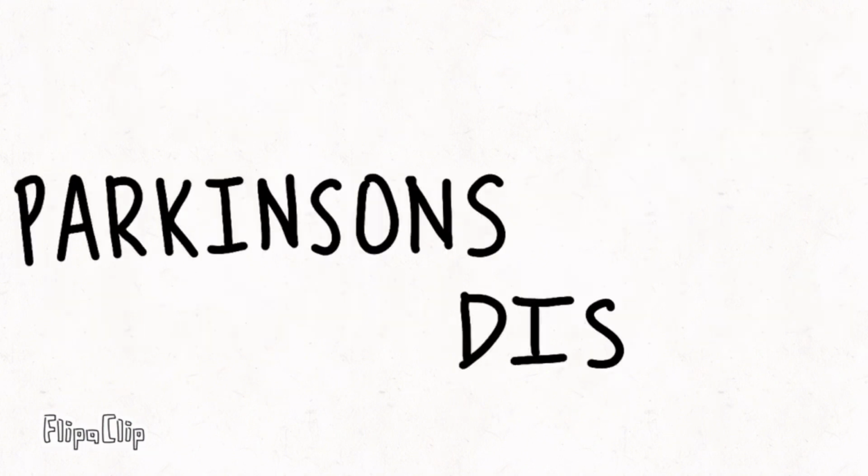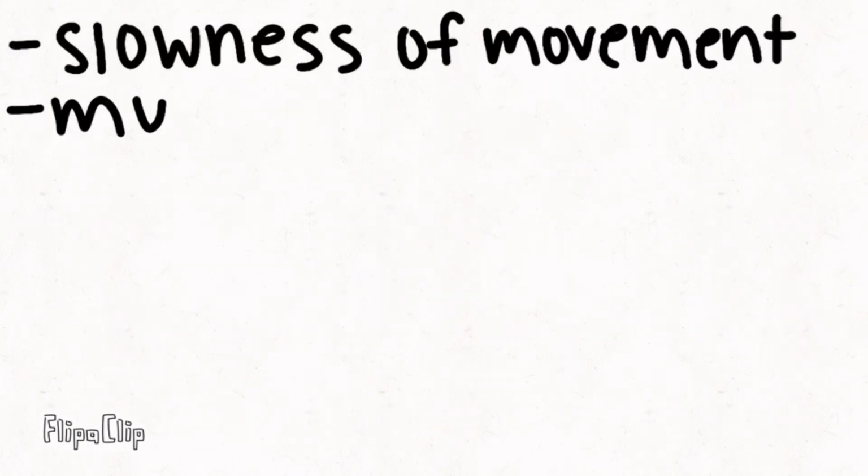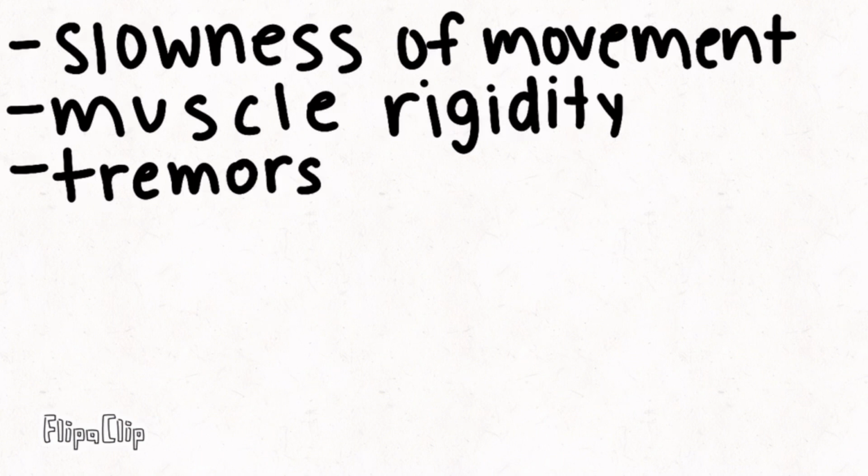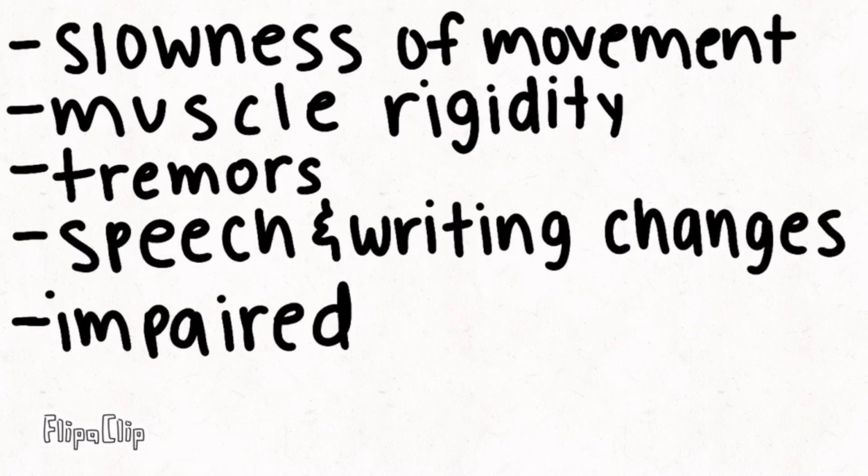So now that we have learned how Parkinson's disease happens, what are the symptoms of it? It causes slowness of movement, muscle rigidity, tremors, speech and writing changes, and impaired posture and balance.